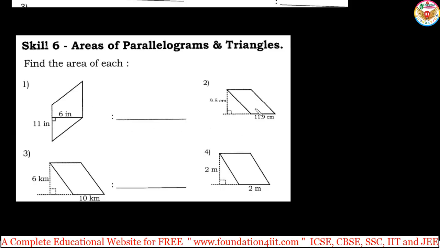For the parallelogram, area is base into height. So base is 11.9, height is 9.5. Multiply directly. Base is 11 and height is 6. Multiply. Your base is 10, height is 6, so 60 kilometers square. So always base and height will be perpendicular. So 2 into 2, 4 square meters. Okay, just areas, I'm not stressing more.